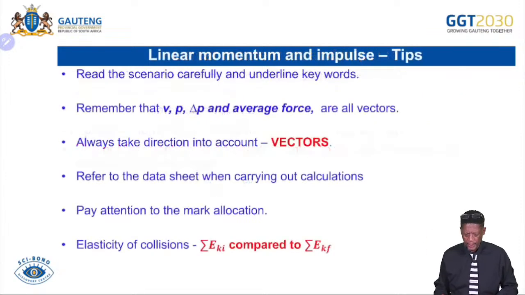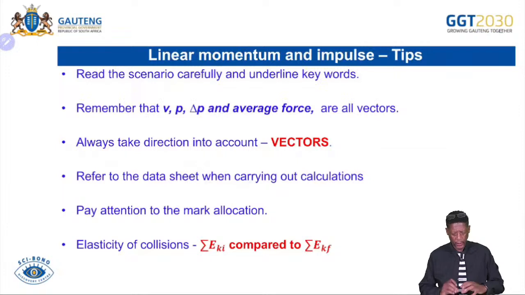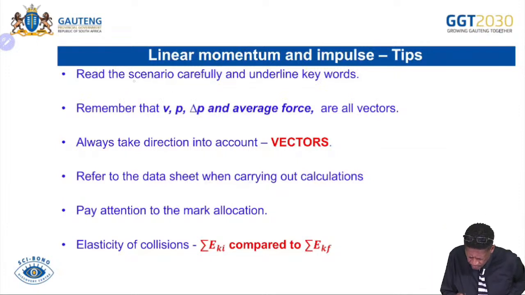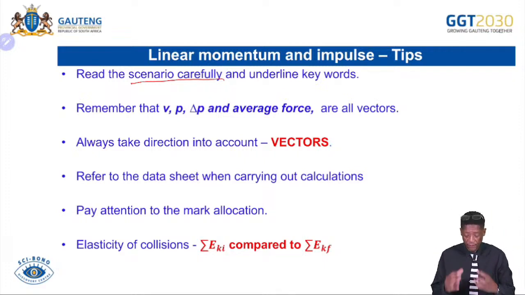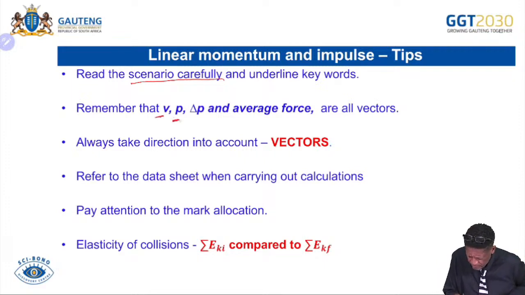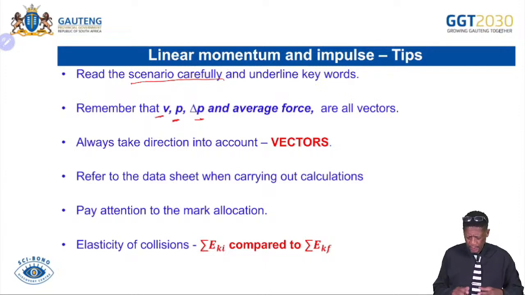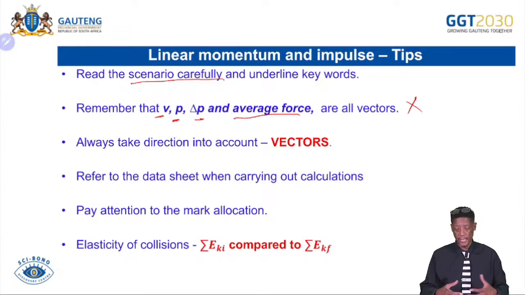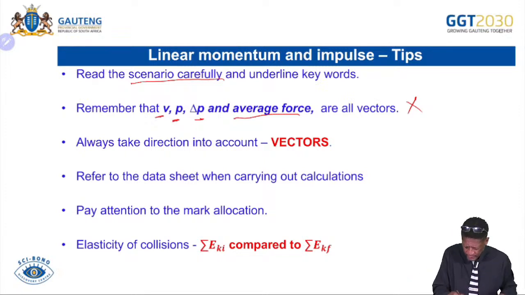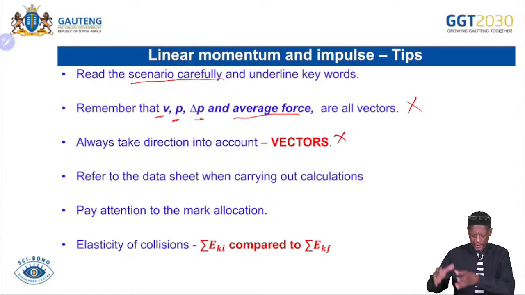Now, the strategy to calculate. What are the tips to calculate momentum? Read the scenario carefully and underline the key words. I want to emphasize that. You read carefully. Then you remember that we have v, we've got p, we've got change in p. v is velocity, p is momentum, delta p is the change in momentum, and then the average force. All of these are vectors. They've got both magnitude and direction. We know that momentum has both magnitude and direction. So what are vectors? We look at the direction and the magnitude, right?